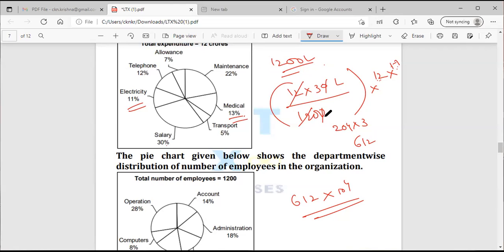By total number of employees is 1200. Now this is per employee. But in the marketing department, the number of employees we have is 17%. Total 1200 employees. For every 100, 17 employees. For 1200, 12 into 17 employees. If I simplify the expression, the value is going to be 612. After all divisions, you get 612 into 10 power 4.